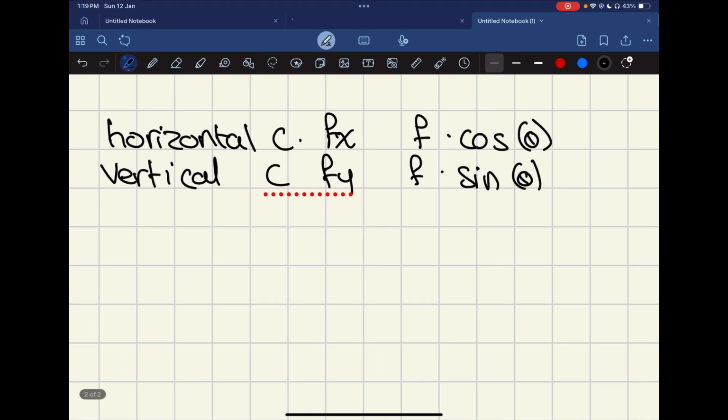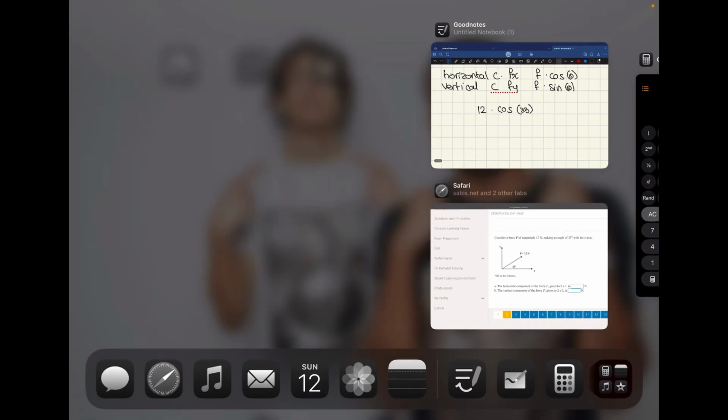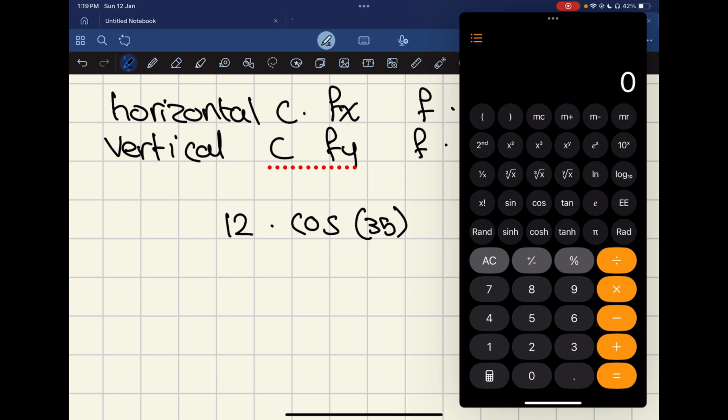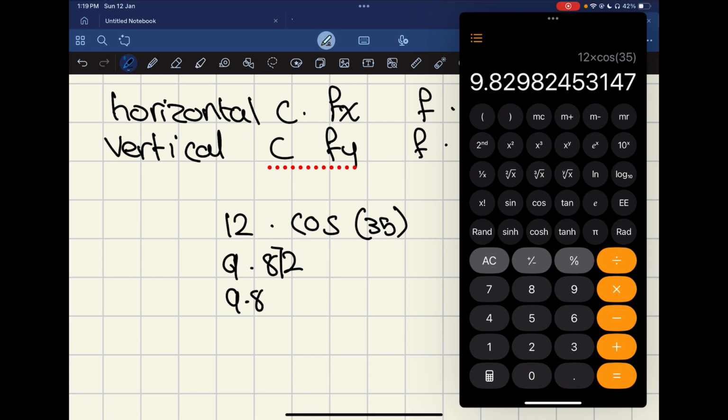So horizontal, if the force is 12, 12 times cosine of the angle, which is 35. So here, 12 cos 35. You're gonna get this. They want two significant figures. So 9.82. Can you round this up? No, so it's gonna be 9.8.